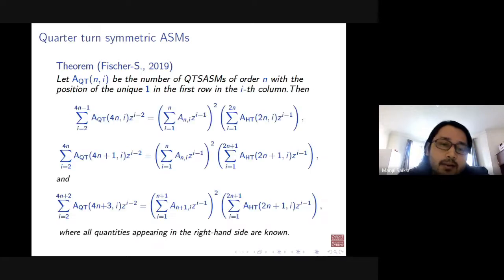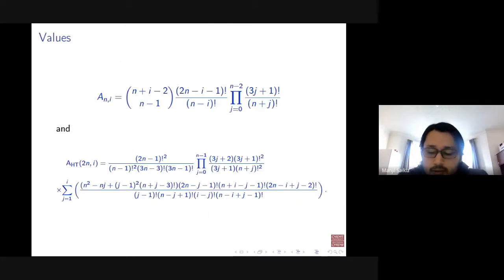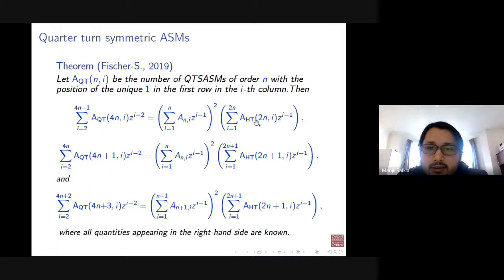So we can only have order 4n plus 1, and 4n plus 3. And for all of these, we have some sort of generating function results. You see that these quantities which appear on the right are now known. A, I have already shown you multiple times. This is now the refinement of unrestricted ASM.